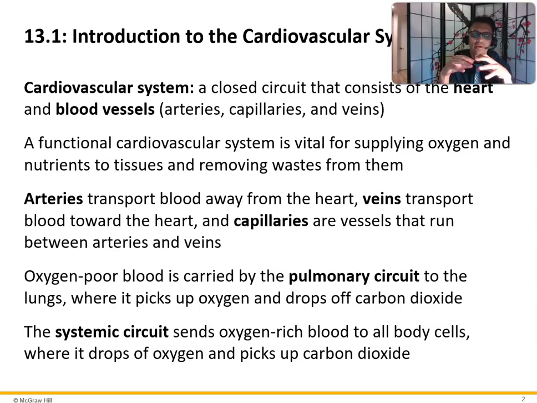So the whole purpose of the heart is to receive blue blood, deoxygenated blood, and send it to the lungs. The lungs will do their thing and oxygenate it, and then it'll send it back to the left side of the heart, and the heart will send it to the rest of the body. So it's pretty cool. Now, oxygen-poor blood is carried by the pulmonary circuit to the lungs, where it picks up oxygen and drops off the carbon dioxide, like I was mentioning. And the systemic circuit sends oxygen-rich blood to all body cells, where it drops off oxygen and picks up carbon dioxide. So there it is in a nutshell.